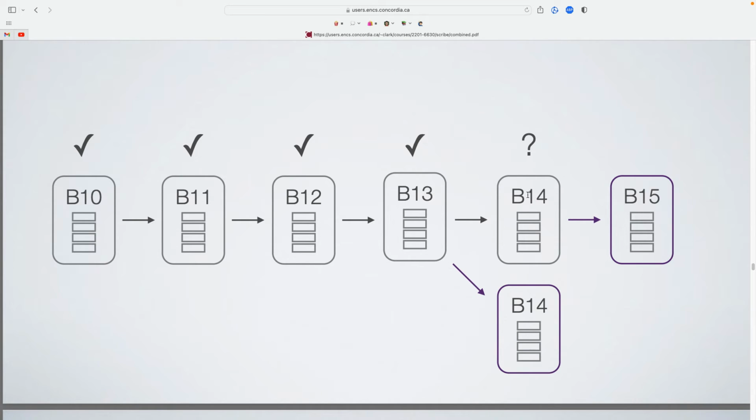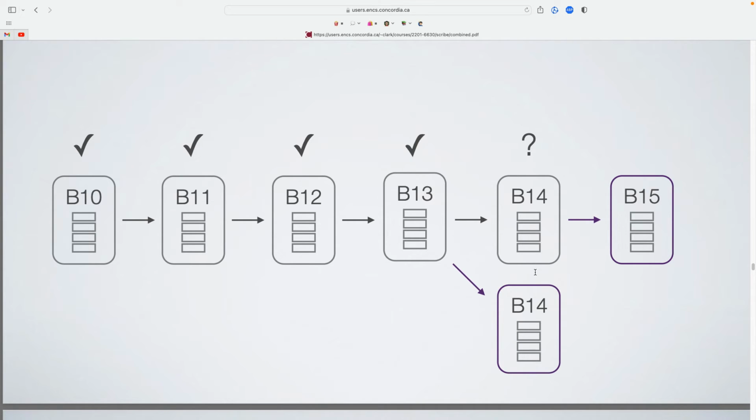Now your choice is you can do one of two things. You were trying to extend block 13, so you can keep doing what you were doing. You could ignore block 14 and keep trying to come up with your own block 14. Or when you see block 14, you can stop working on your own block 14 and start working on a new block 15. That's your basic choice. This is called a fork. Sometimes a more polite way of putting it is a reorganization.